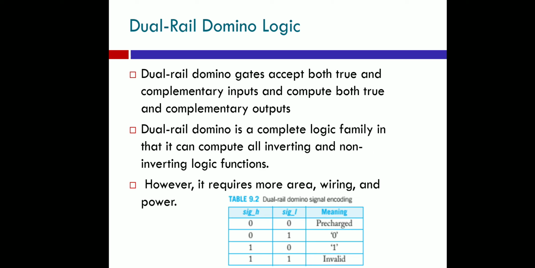So we'll see this table here. You can see if both are 0, the gate is in the pre-charge condition. Signal high is 0 and signal low is 1 means the output is 0. Signal high is 1, low is 0 means the output is 1. Both signal high and signal low being 1 is the invalid condition. Now the only issue is that dual rail domino needs more area, more wiring and more power.